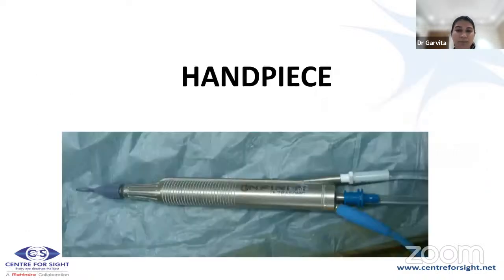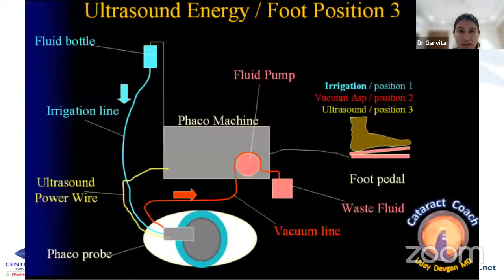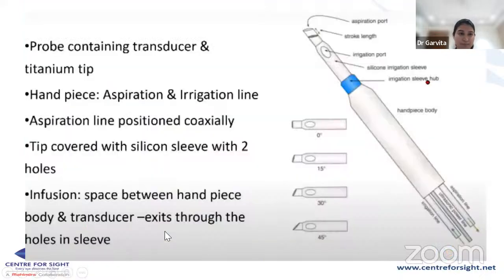Coming to the most important part of Phaco, it is the handpiece. How to control this handpiece, what are the parts of this handpiece, we'll discuss in detail now. This is the third part, or the foot pedal position 3. Just to summarize, the fluid bottle, irrigation line into the AC, the aspiration line into the fluid pump and the waste, and this is the ultrasound power coming from the Phaco machine into the Phaco probe. This is our position 3, which is ultrasound.